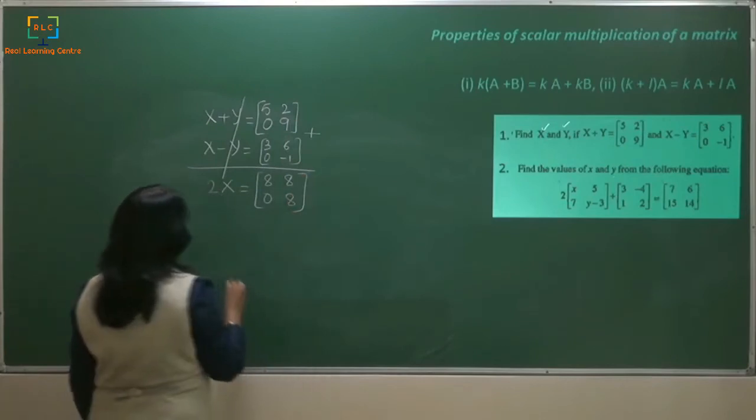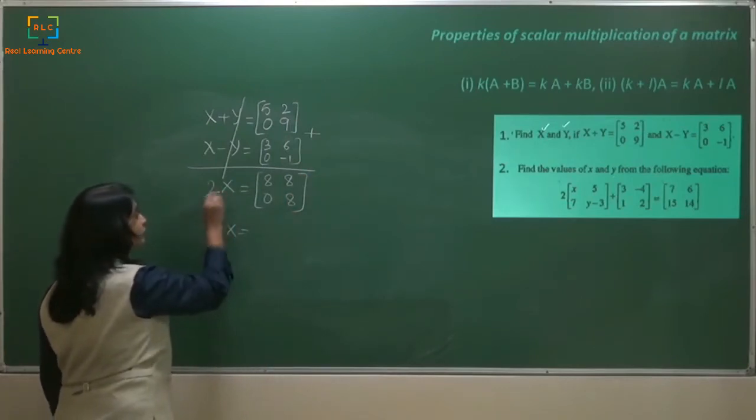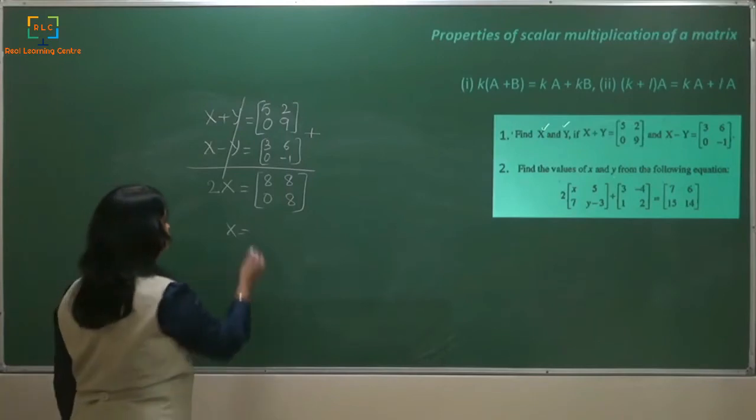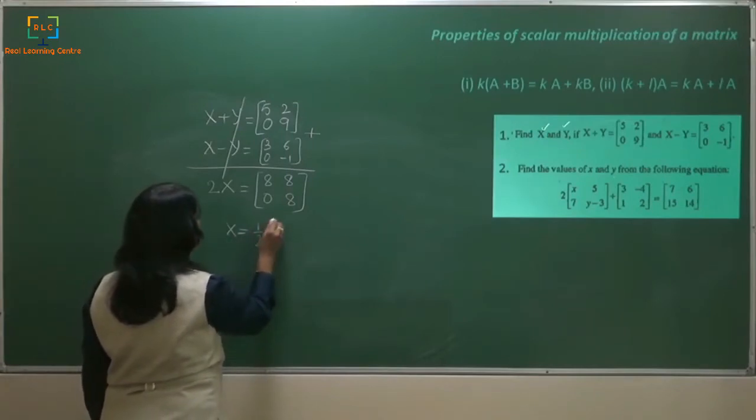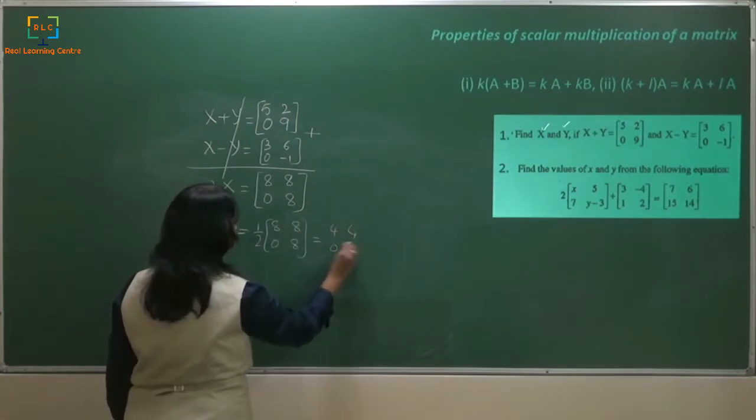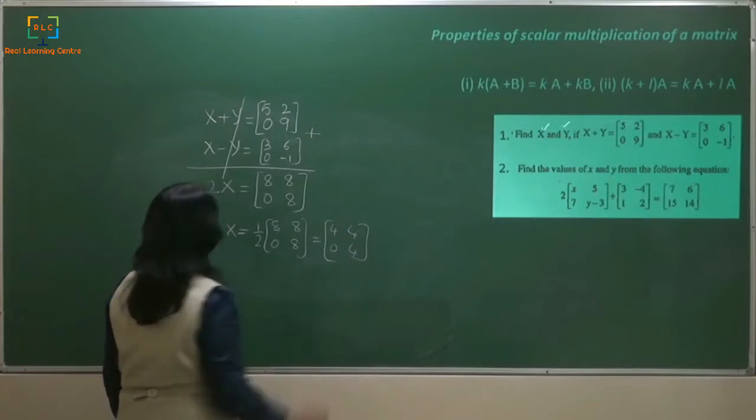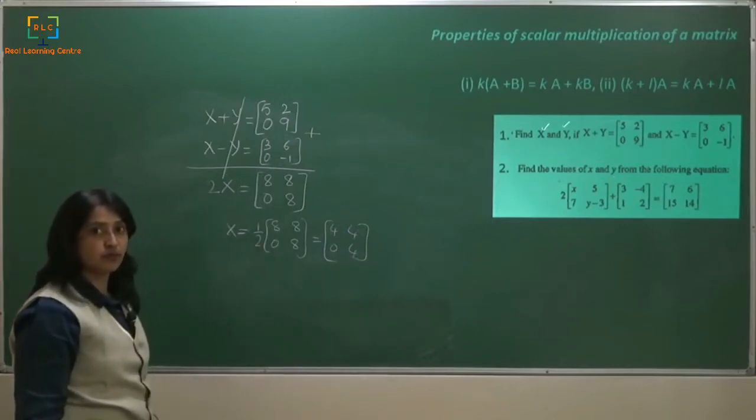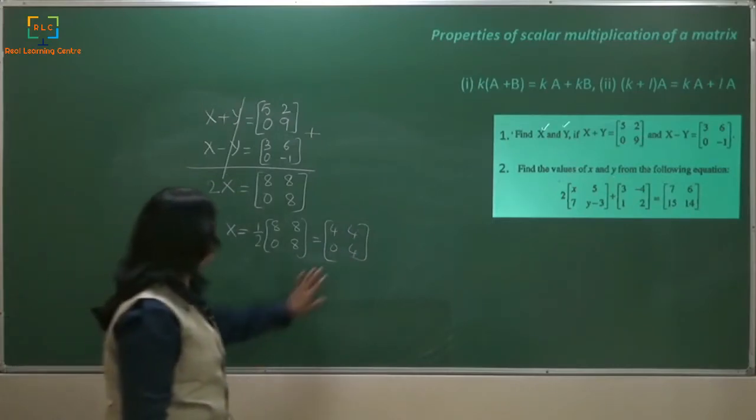Now what is x equal to? Transpose 2 to the other side, you have 1 by 2 into 8 8 0 8, which is equal to 4 4 0 4. So you have x equal to 4 4 0 4. And now this is the x matrix.